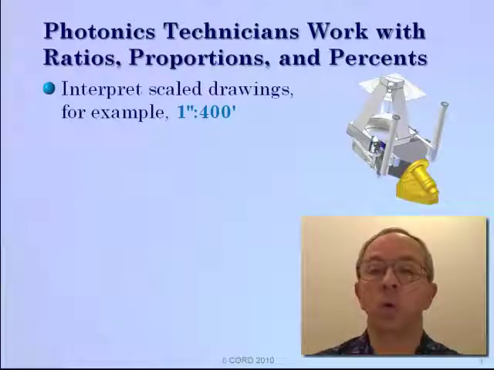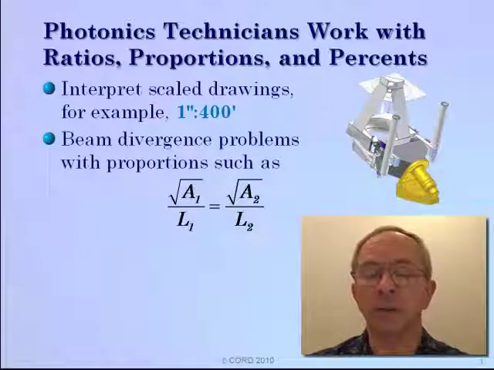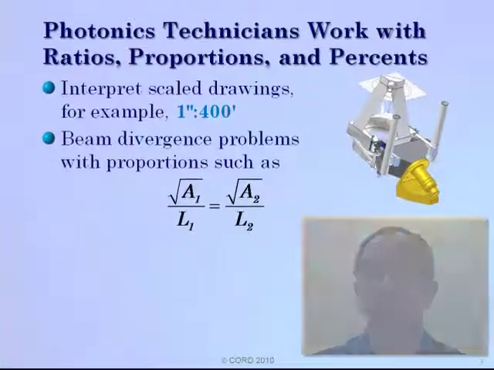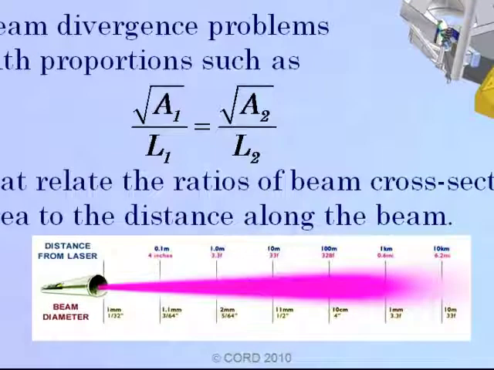Photonics technicians need to work with these things because, for example, in scale drawings, you'll encounter scales of 1 inch to 400 feet. Or in beam divergence problems like this one, you'll have a formula of the square root of A1 over L1 is equal to the square root of A2 over L2 that relate the beam's cross-sectional area to the distance along the beams.